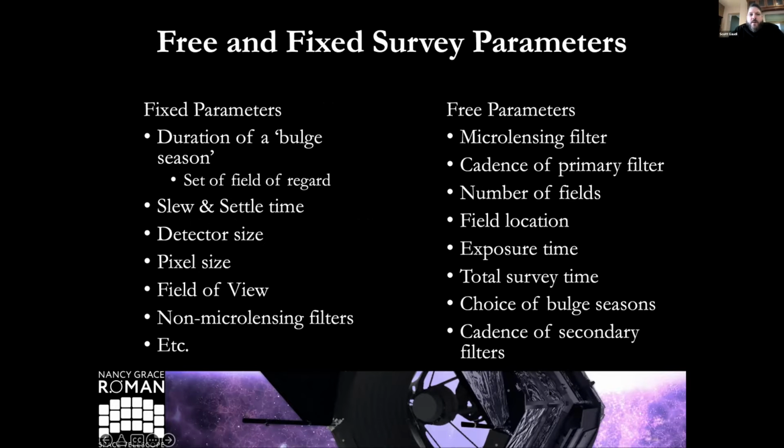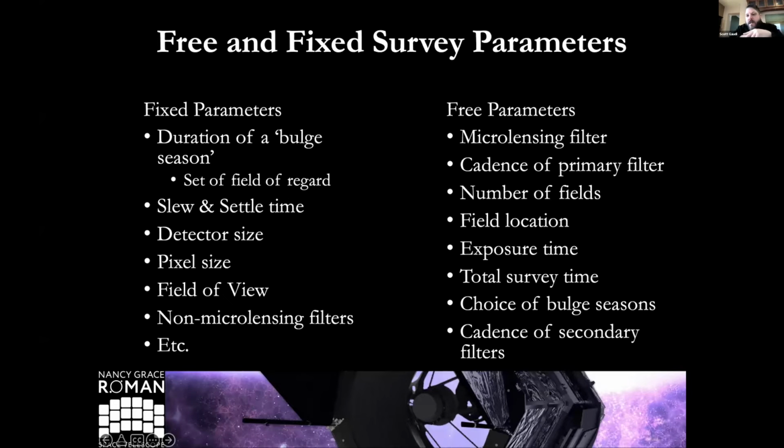So in terms of the parameters that we have to work with, there are some fixed parameters that were basically given to us by the nature of the telescope that we were gifted, and the engineering constraints we had in the camera size and the detector size. These are the duration of bulge season, which is set by the field of regard of the telescope, slew and settle time, which depends on the moment of inertia of the telescope and the reaction wheels we have, detector size, et cetera. These are things we didn't really have much control over.